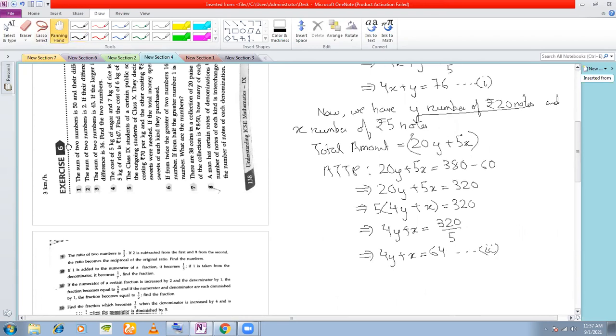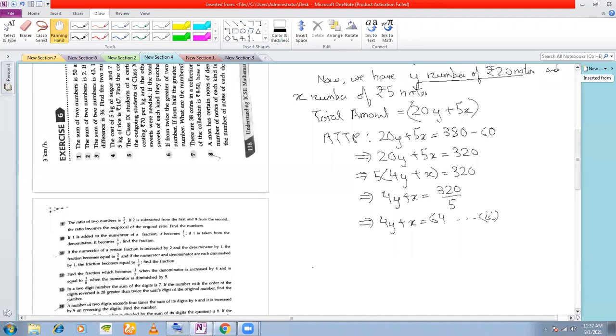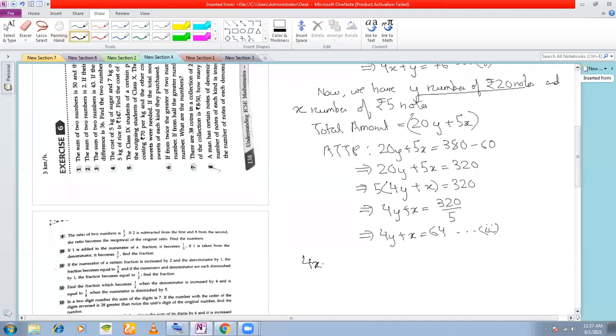Okay, so write down the two equations together. And then you will see how to solve it, whether you want to solve it by substitution or whether you want to solve it by elimination.